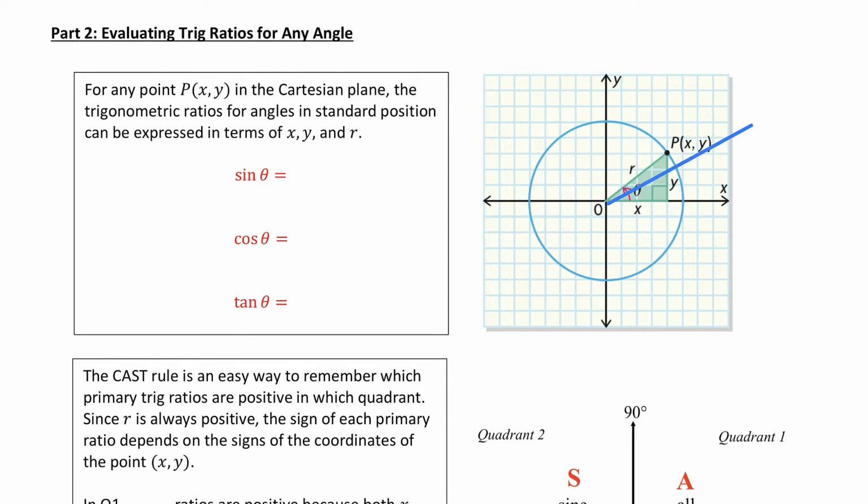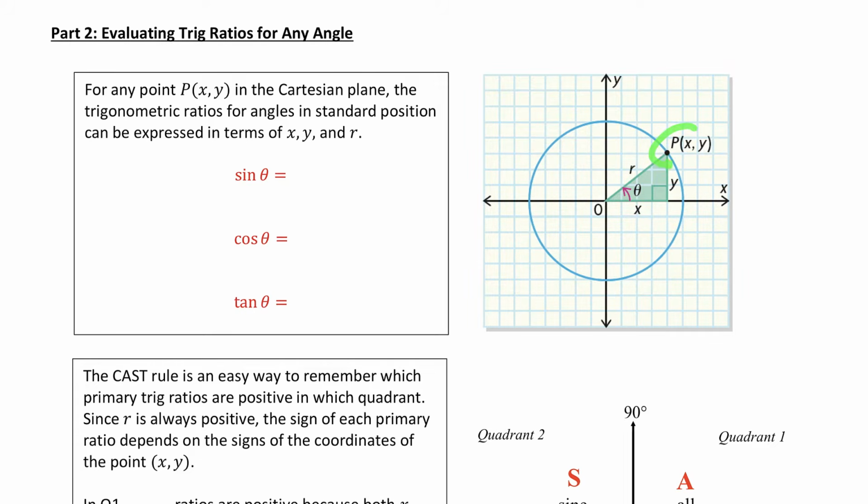And that terminal arm is going to intersect the circle at some point (x, y). If from that point I think of a right triangle connecting down to the x-axis, and using the radius of the circle as the hypotenuse of the triangle, I can start to imagine the trig ratios, sine, cos, and tan, of the angle theta as being ratios of the sides that are in this triangle.